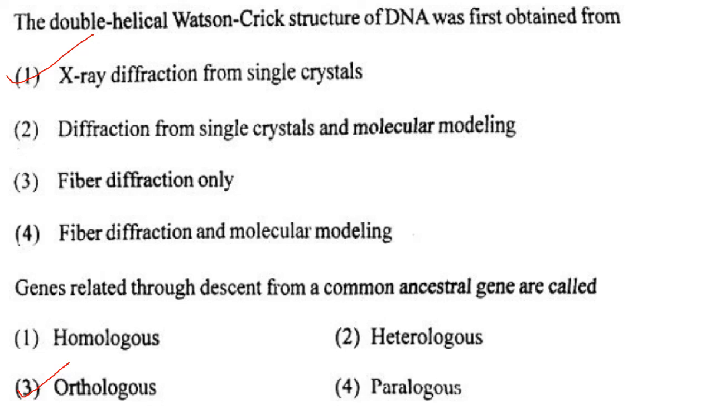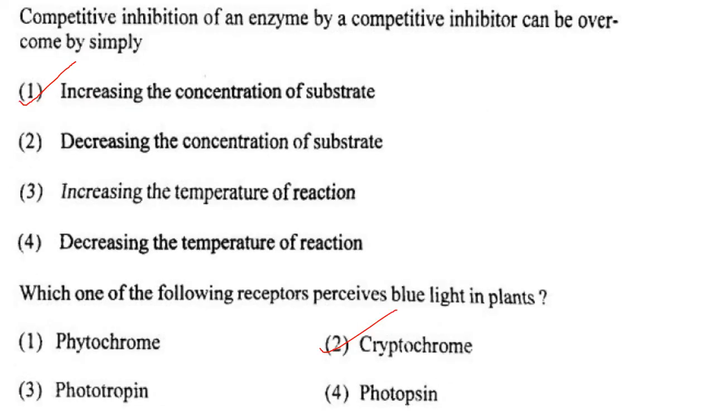Next one. Genes related through descent from a common ancestral gene are called option 1, homologous; 2, heterologous; 3, orthologous; 4, paralogous. Answer is option 3, orthologous.